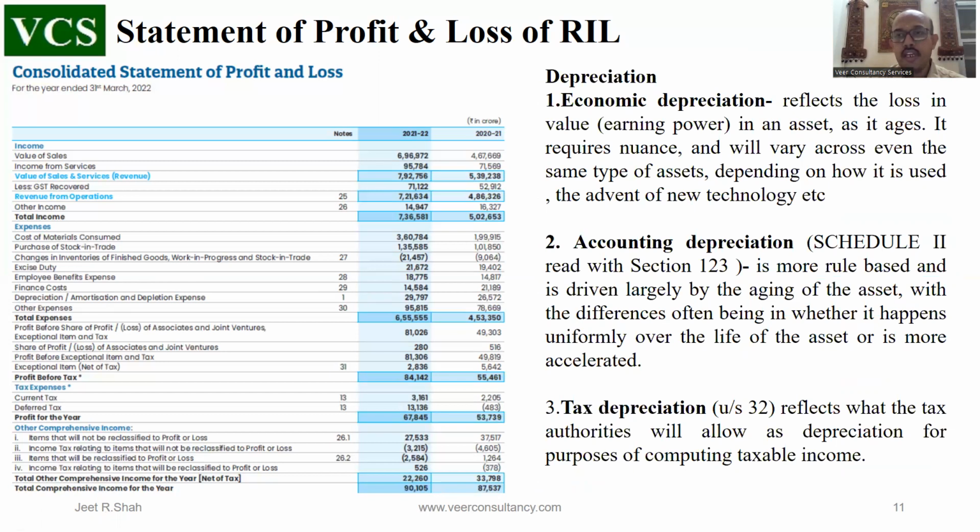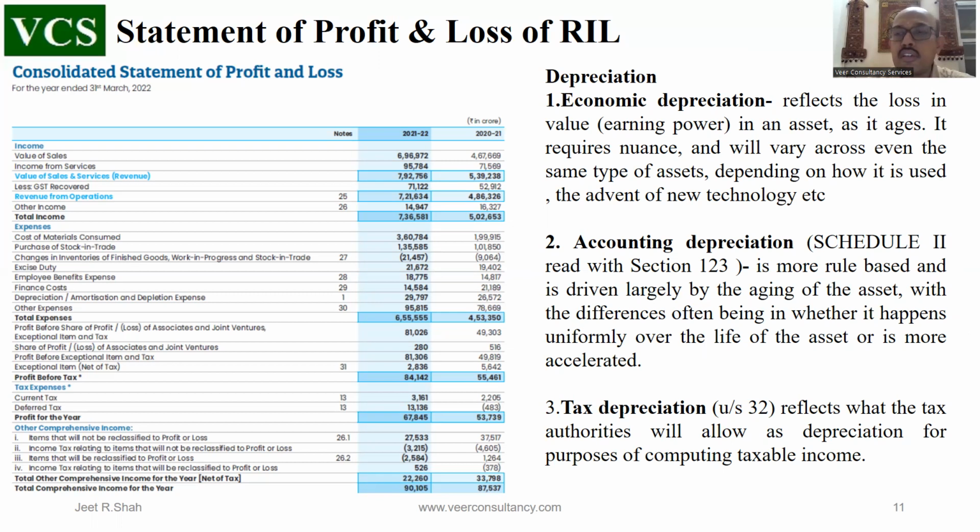What is the economic depreciation? It reflects the loss in the value or the earning power of the asset as it ages. It requires a nuance and will vary across even same types of assets depending on how it is used, the advent of new technology, etc. So it can happen that you buy a certain asset in a category where new technology comes every 3 years, and if you don't adopt the new technology, your variable cost goes up very high. So you need to change the asset if you want to remain competitive in the market. So such is the economic depreciation, where you are trying to link it to the earning power of the asset rather than just the life of the asset.